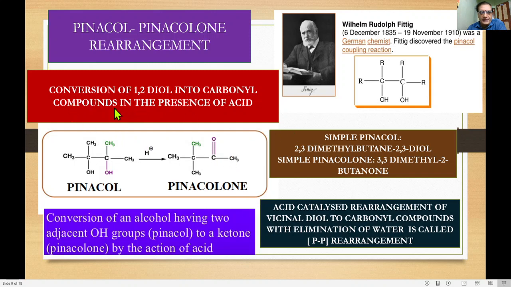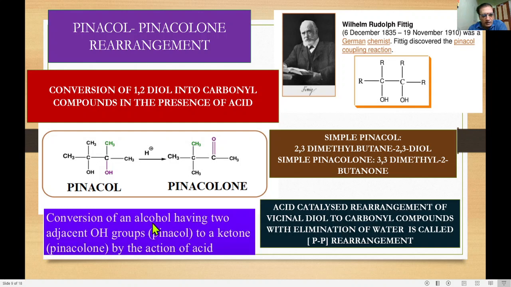So what is the definition here? Conversion of 1,2 diol into carbonyl compounds in the presence of acid. So this is the simple reaction that he has pointed out. And another definition of the same thing: acid catalyzed rearrangement of vicinal diol to carbonyl compounds with the elimination of water is called Pinacolone rearrangement. So both are the same, only the way of giving the definitions is different. This may be useful for your examination purpose.